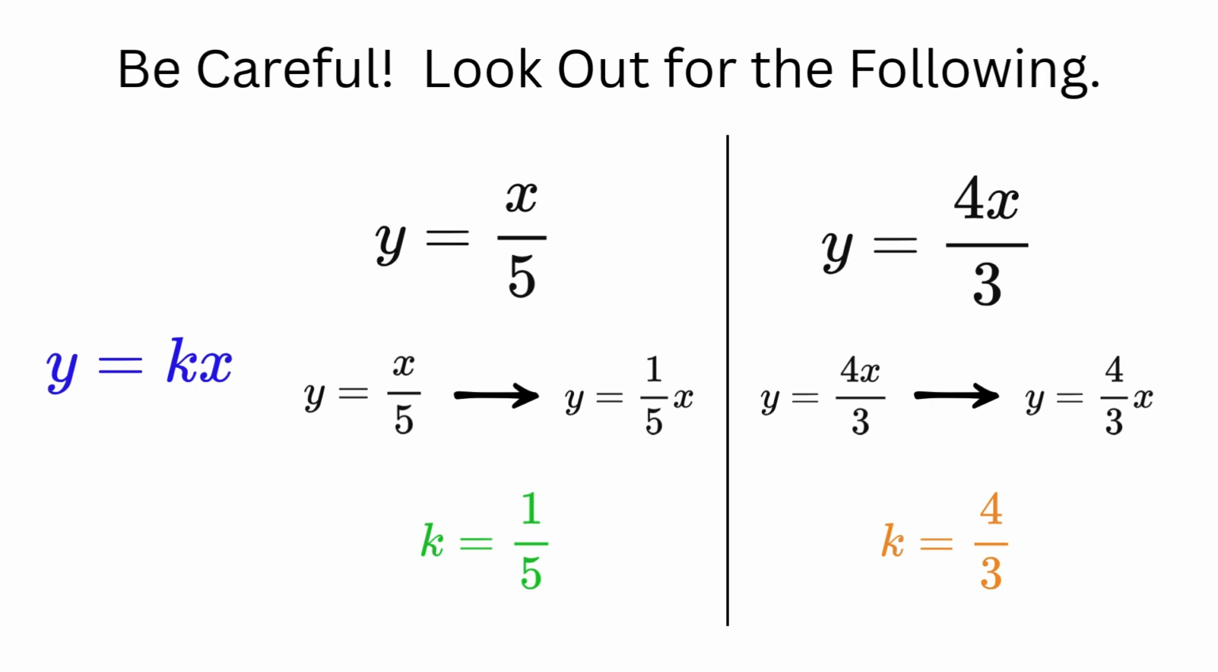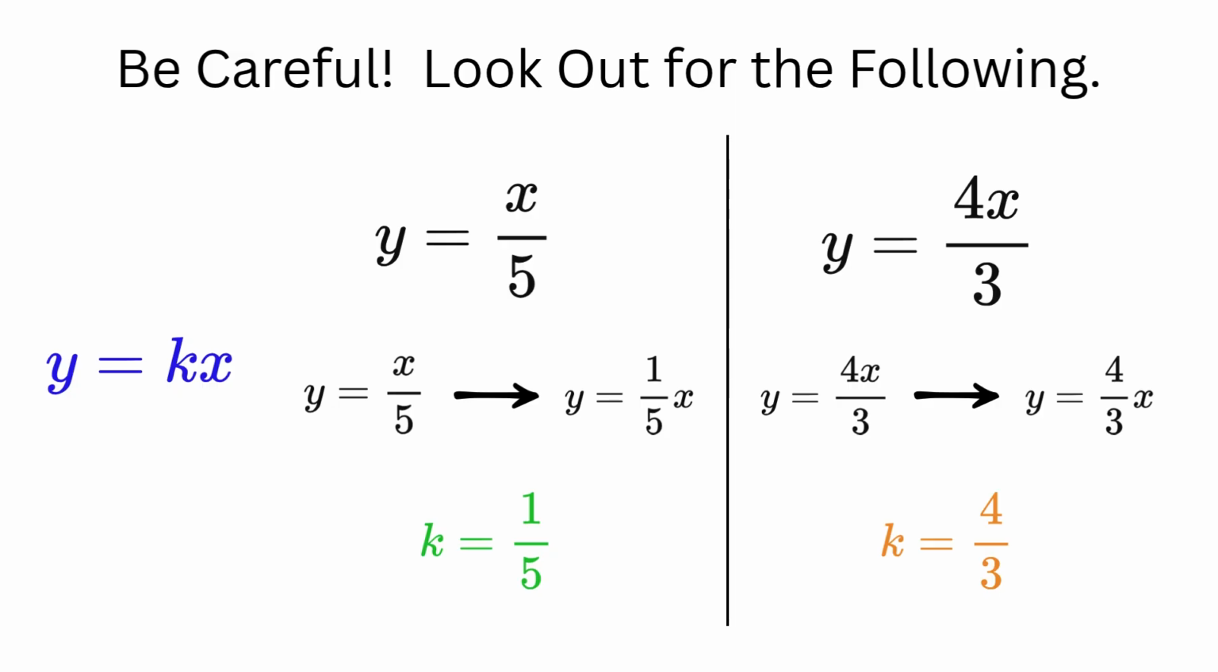Sometimes the equation will include division, but that's okay. You just need to rewrite it so it looks like Y equals Kx. For example, take Y equals x divided by 5. That means the same thing as Y equals 1/5 x. Now it's in the Y equals Kx form, so we can see that K equals 1/5. That tells us Y increases by 1/5 for every 1 X.